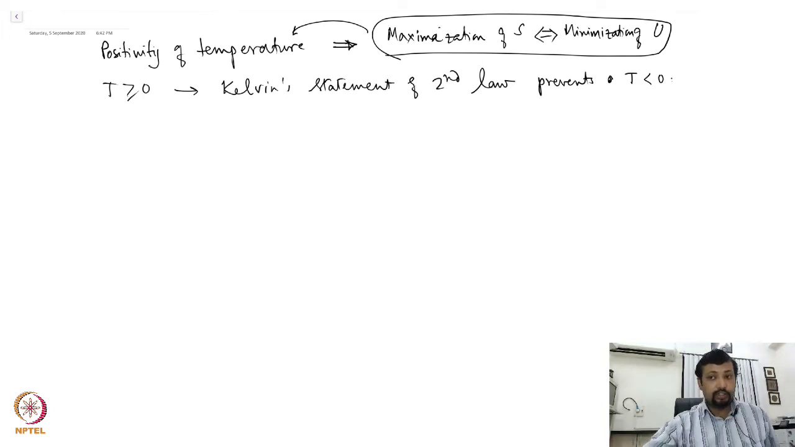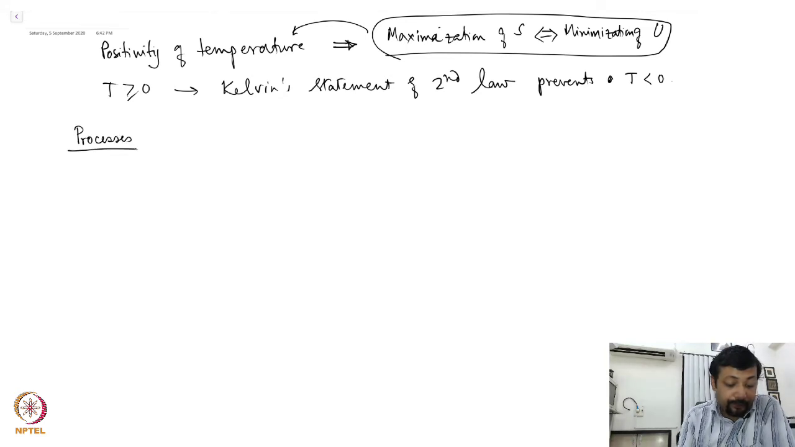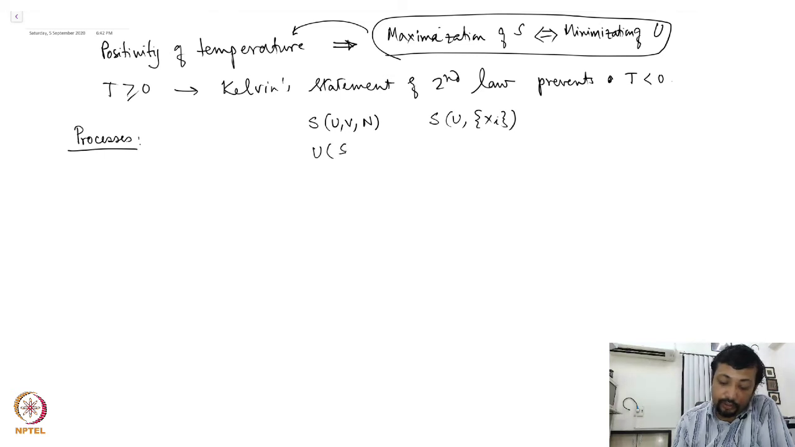So more or less now we are done with thermodynamics, or rather we have learned what the guiding principles in thermodynamics are. Now I want to apply this, right? So for that we have to look at processes, and as we said before, S as a function of U, V, N for a hydrostatic system, or equivalently S as a function of U and X_i, or U as a function of S, V, N for a hydrostatic system, U as a function of X_i, are the fundamental relations.